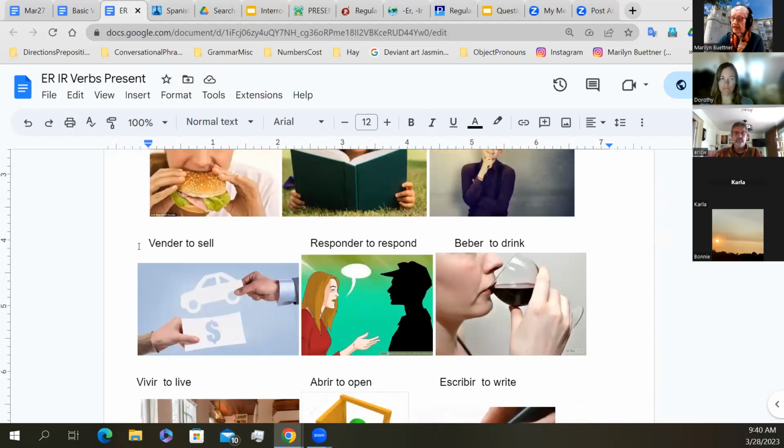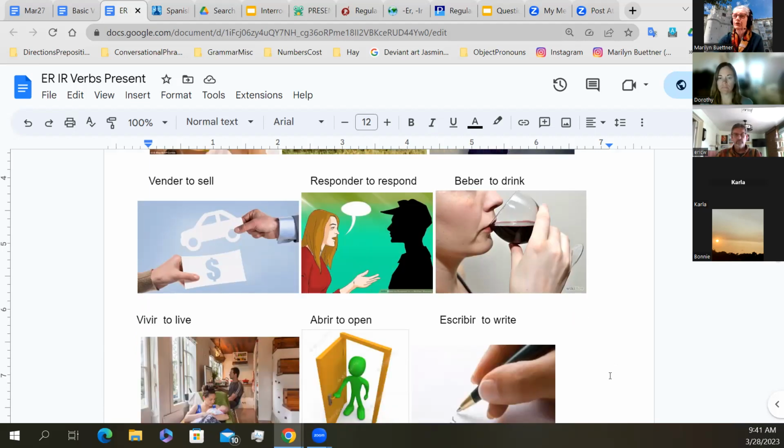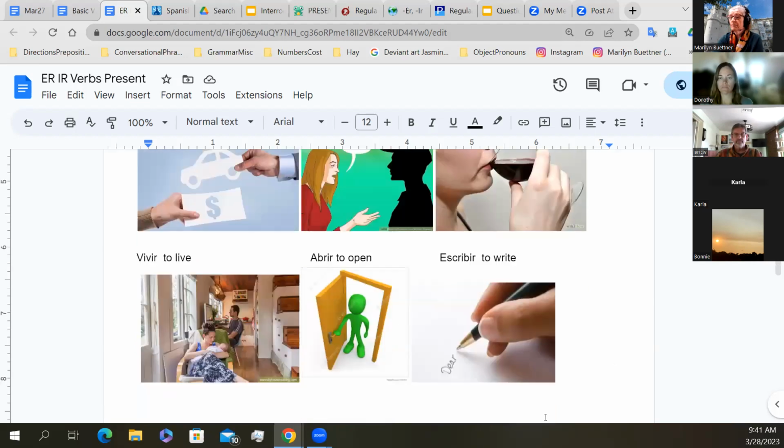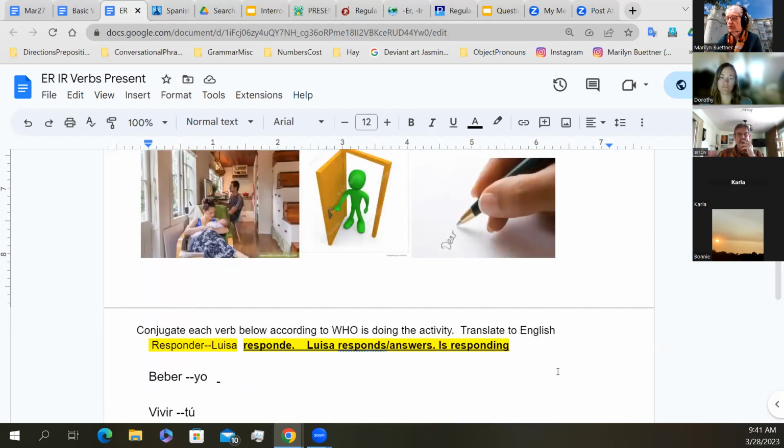Okay. Vender, to sell, think vending machine. Responder, there we got a nice cognate. Beber, to drink. This is shown with alcohol because often this is used with alcohol, but it doesn't necessarily have to be. It could be used to talk about drinking water as well. Vivir, to live. Abrir, to open. Think abracadabra. Yeah, open something up. Escribir, to write.